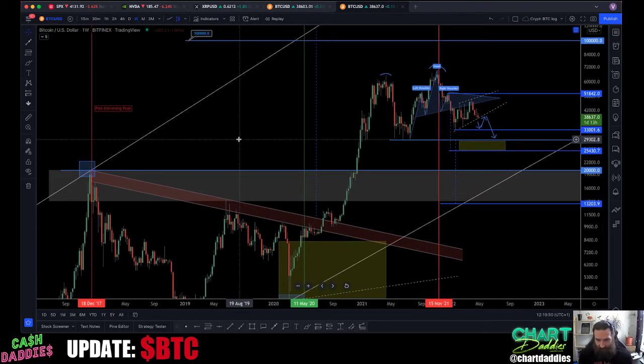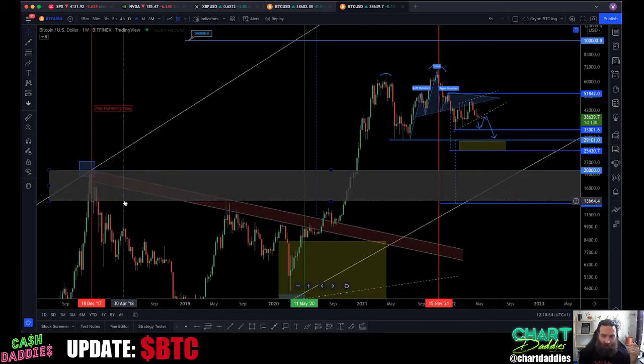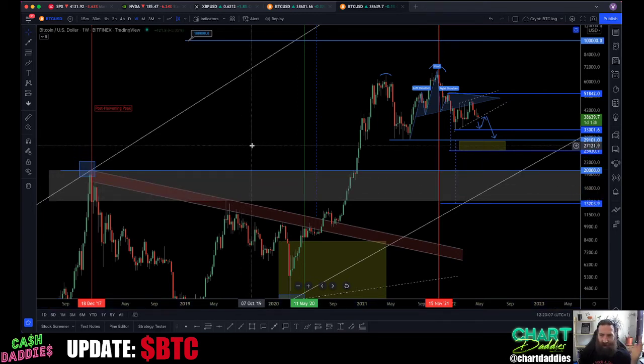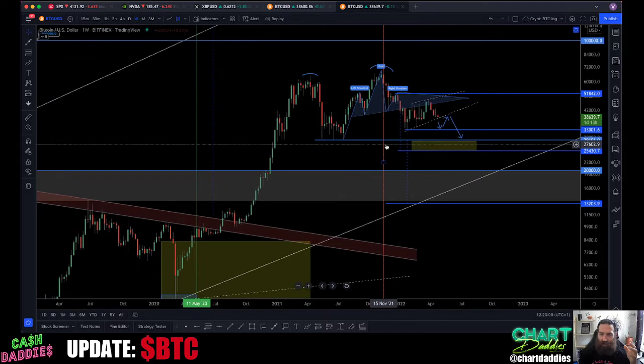So we need to retest that level theoretically. Now, the gray zone is the zone between that 20K and the previous highs of a couple of years ago. Generally speaking, this is a big liquidity zone, and it's just a guide for your eyes. So the double top brings us right down into that zone.